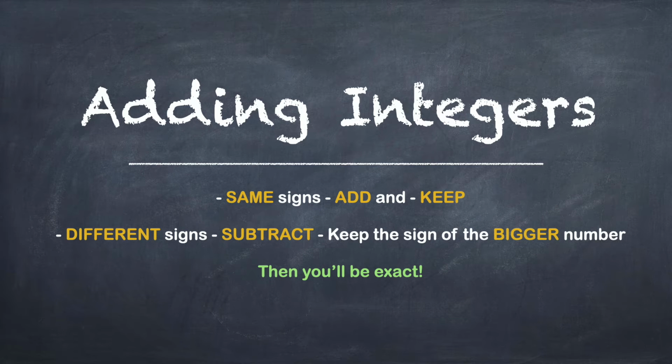Remember that we have a song when we add integers. Same signs add and keep, different signs subtract. Keep the sign of the bigger number, then you'll be exact.